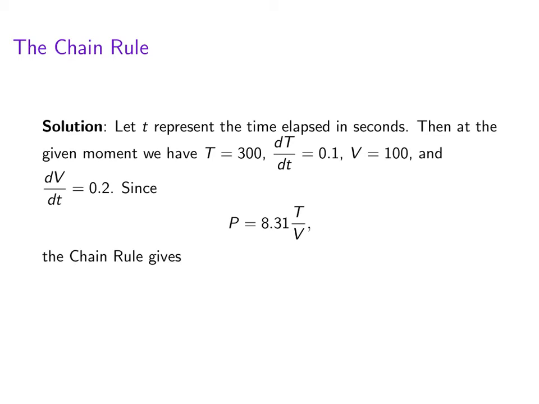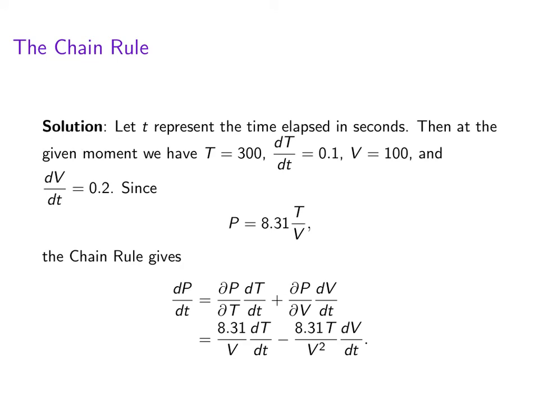So we can apply the chain rule. And what that tells us is that the rate of change of the pressure with respect to time is equal to the partial derivative of the pressure with respect to temperature times dT by dt, plus the partial derivative of the pressure with respect to volume times dV by dt.